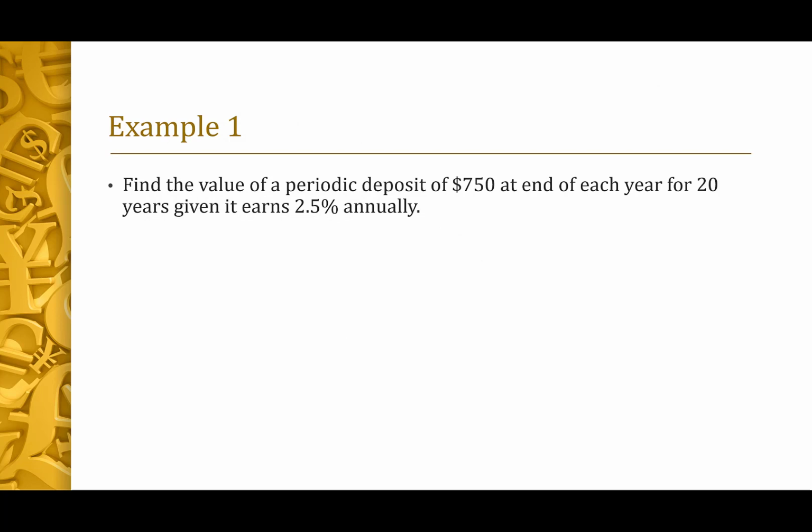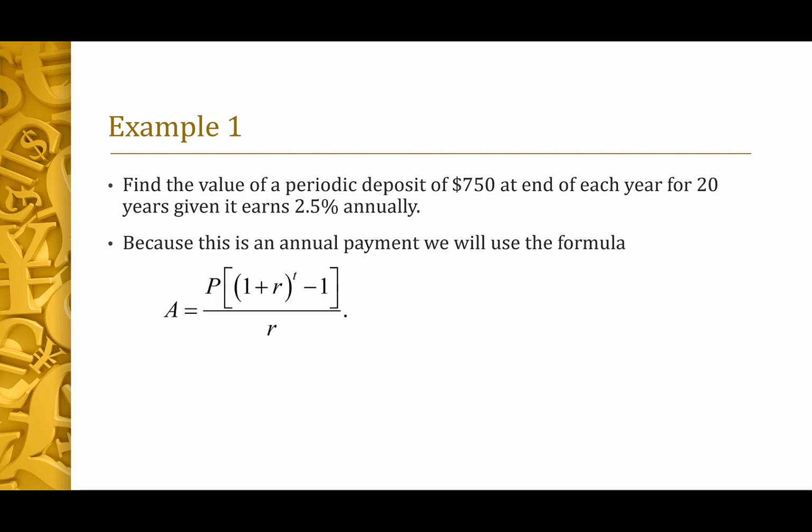Okay, so example 1, we're going to find the value of a periodic deposit of $750 at the end of each year for 20 years, given that we get 2.5% annual. So this is only a one-time a year deposit. So because of that, our formula is A equals P times 1 plus R to the T minus 1 over R. So only one time a year, we don't have to have the bigger equation. We're going to start plugging things in.